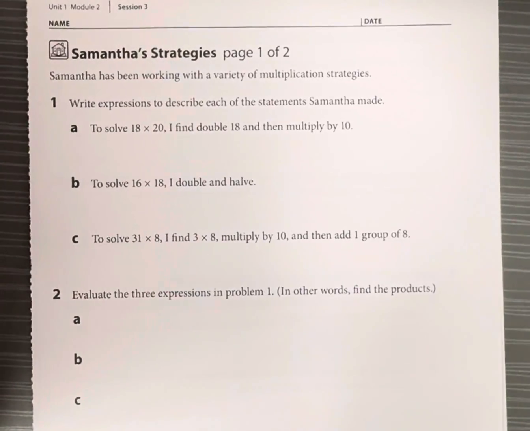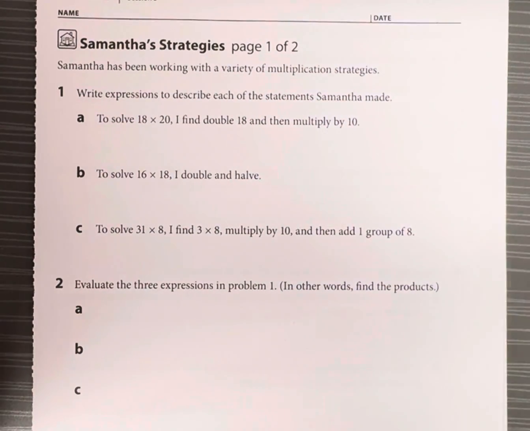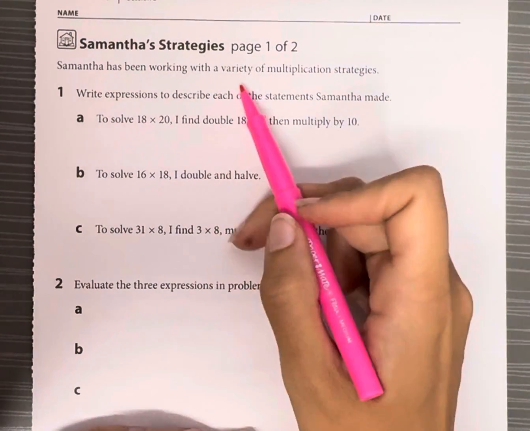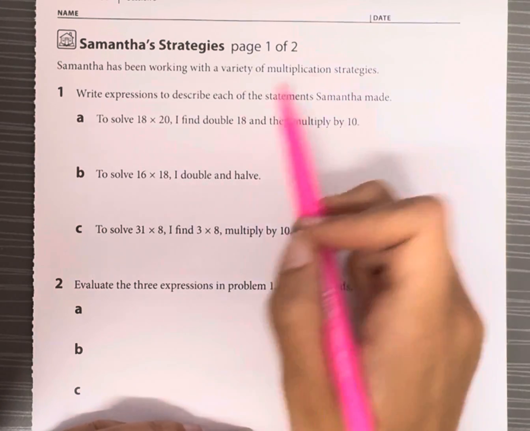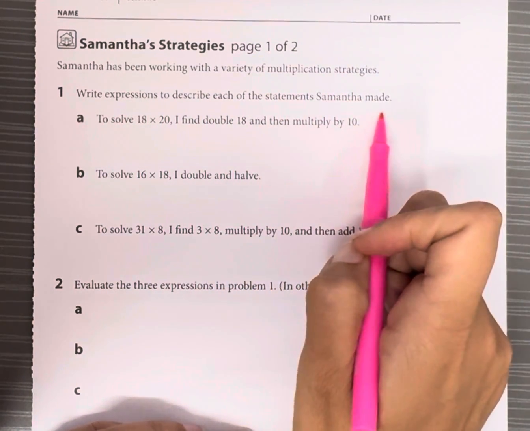Hi guys, we are going to be going over page 7, Samantha's strategy, and we're only doing page 7 today, not 7 and 8. Samantha has been working with a variety of multiplication strategies. Write an expression to describe each of the statements Samantha made.